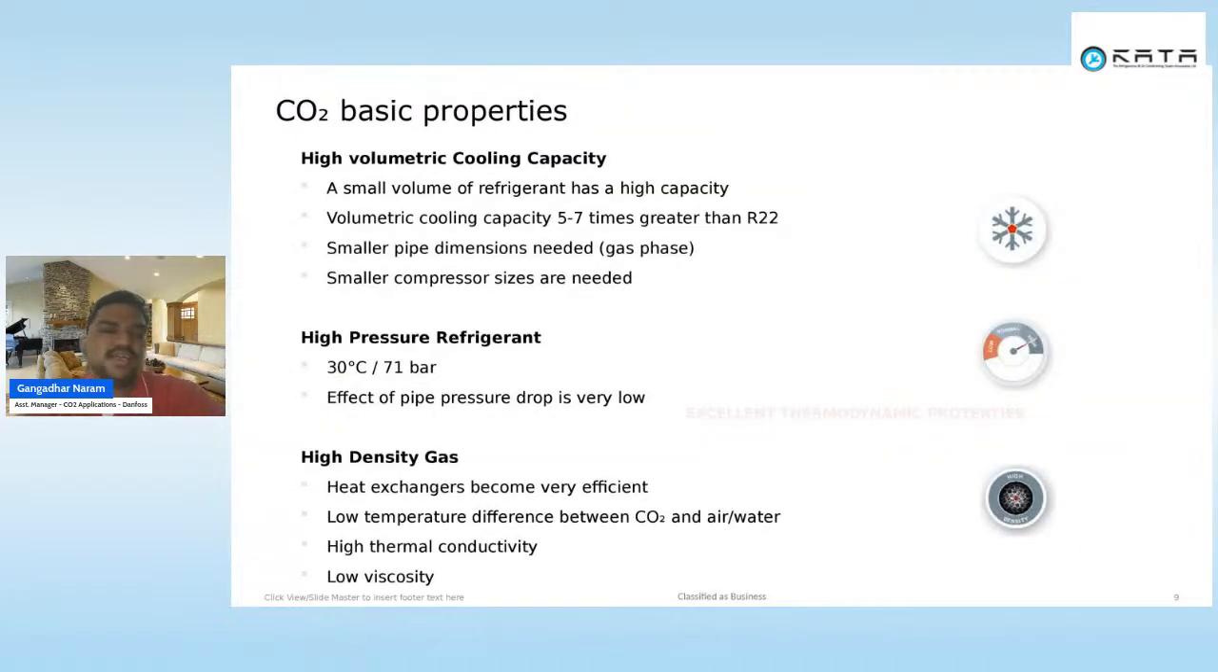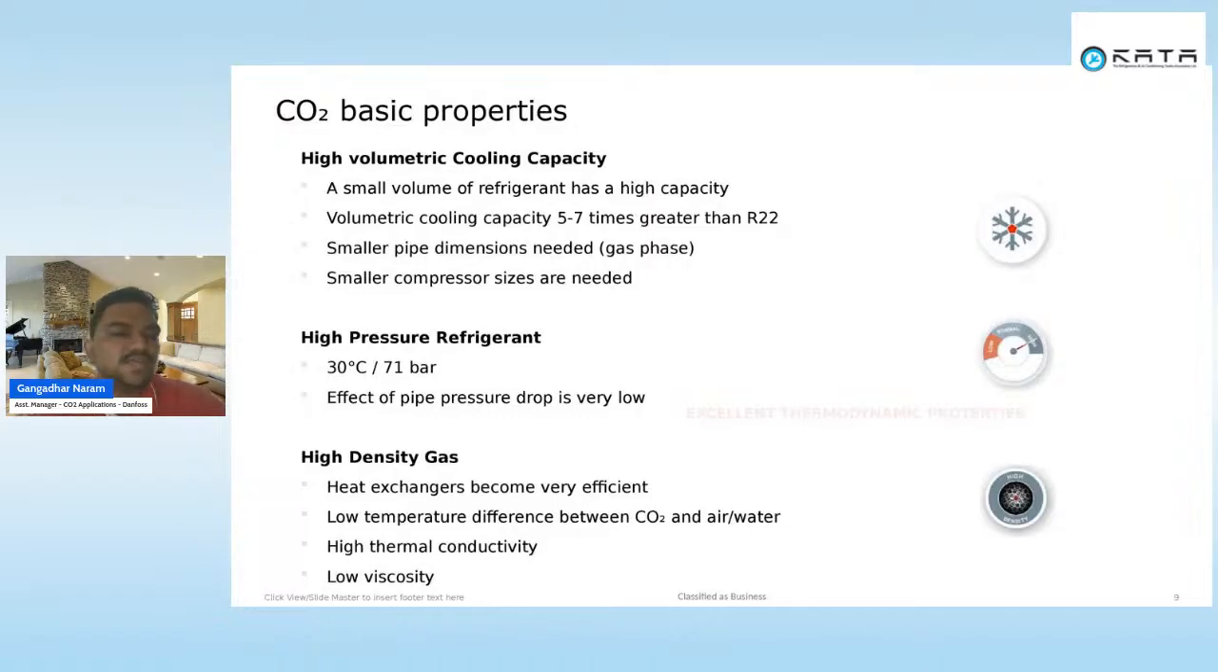So let's understand the basic properties of CO2 in general. CO2 has a high volumetric cooling capacity. What does high volumetric cooling capacity mean? It is measured in kilojoules per meter cube. We can call it how much volume, or bore of a compressor cylinder, is required to generate 1 kilojoule. If the volumetric cooling capacity is higher, I can end up with a smaller bore of my cylinder.